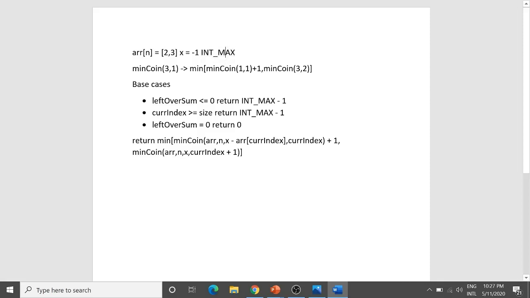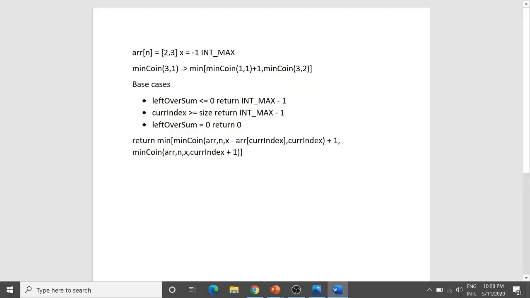This int max specifies that even if I have an infinite supply of these coins, I still cannot create minus 1 out of it. Hence int max would be the answer to this as well. So min of int max would be int max. So what is the answer to min coin 1 1? It is int max.